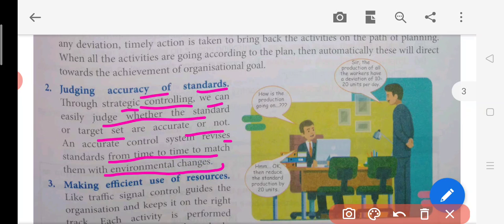It is not fixed that you always have to make 500 units, that it is the standard and it cannot be changed. If it turns out that you can make more, suppose you can make 600 units, then the next target can be set at 600 units also. So it can change, it can be revised. So that is the importance of controlling.